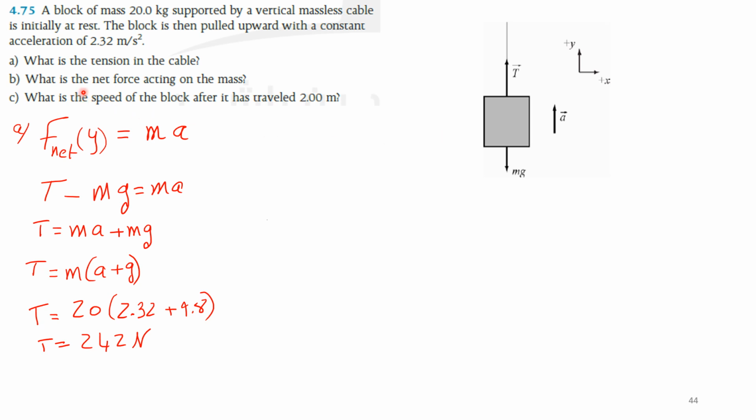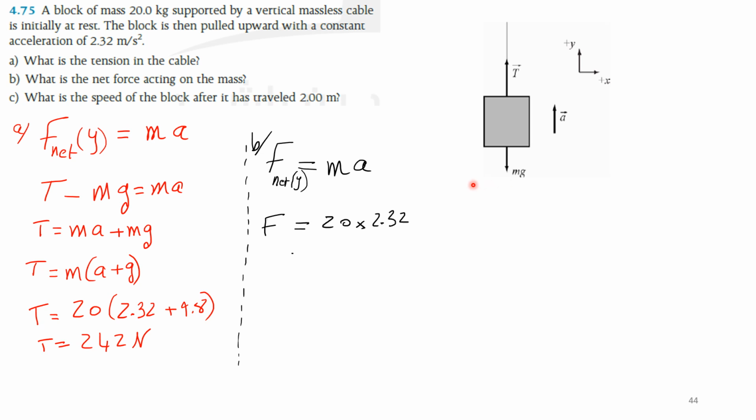What about B? What is the net force acting on the mass? In the same way, Newton's second law, F net equals ma. What's the mass here? It's 20 multiplied by the acceleration, 2.32. So by direct application of this equation, F net equals ma, the answer is 56 Newtons. Now it's asking for the speed. What is the speed of the block after it has traveled 2 meters?